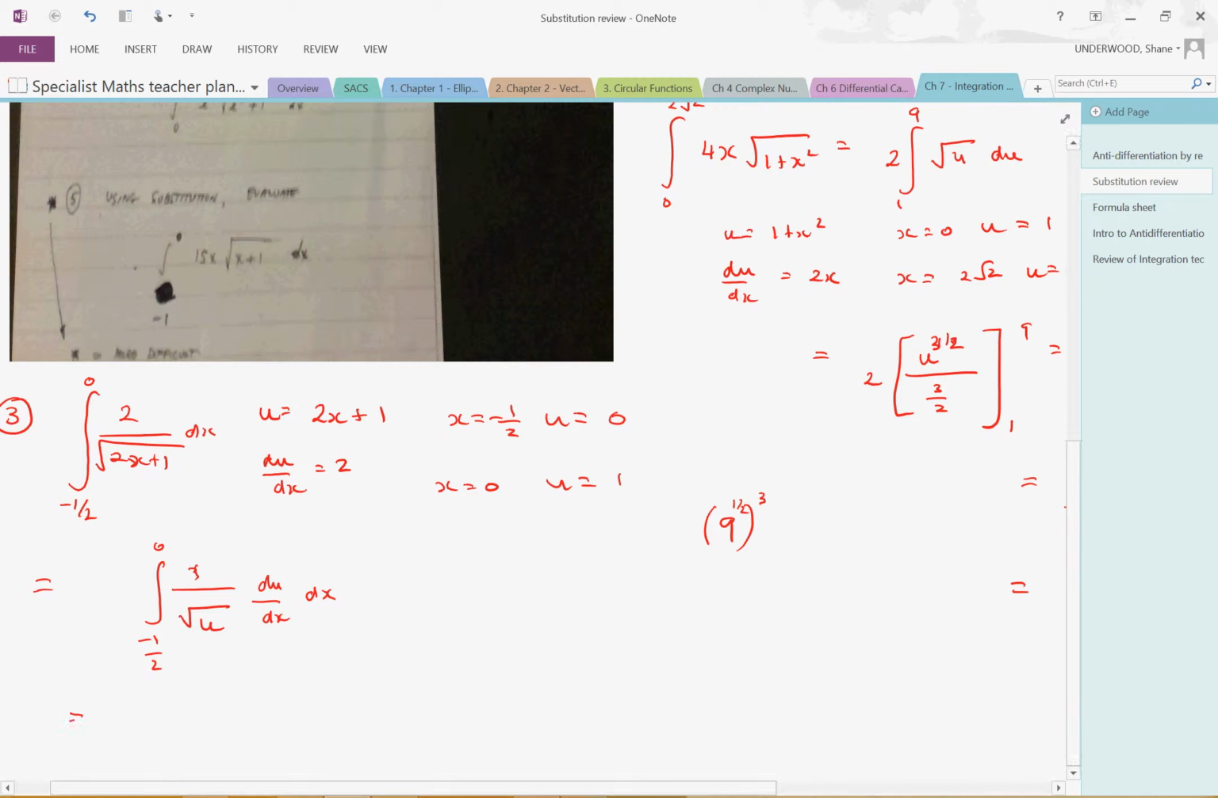and that just becomes, having one of those moments today. Negative a half becomes 0. 0 to 1 of 1 on the square root of u du, which is equal to u to the negative a half. So we're going to go up by 1, u to the half, times it by 2, 0 to 1.